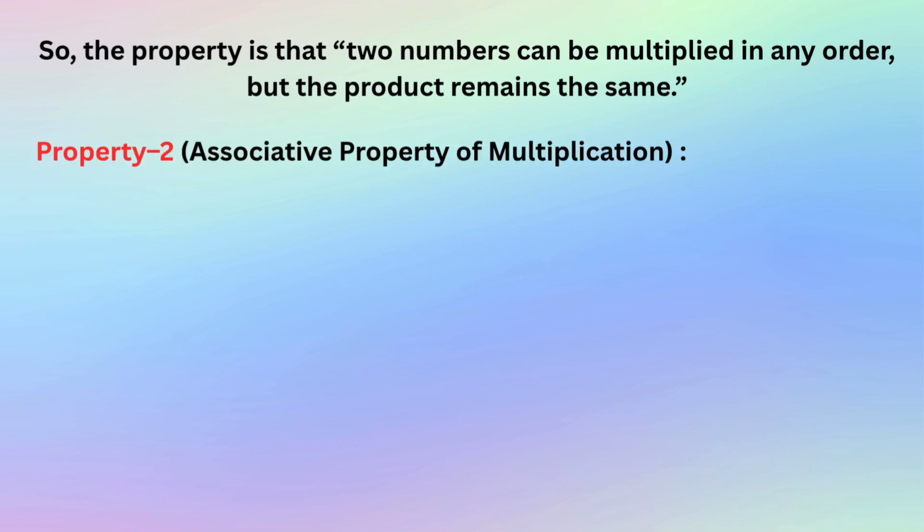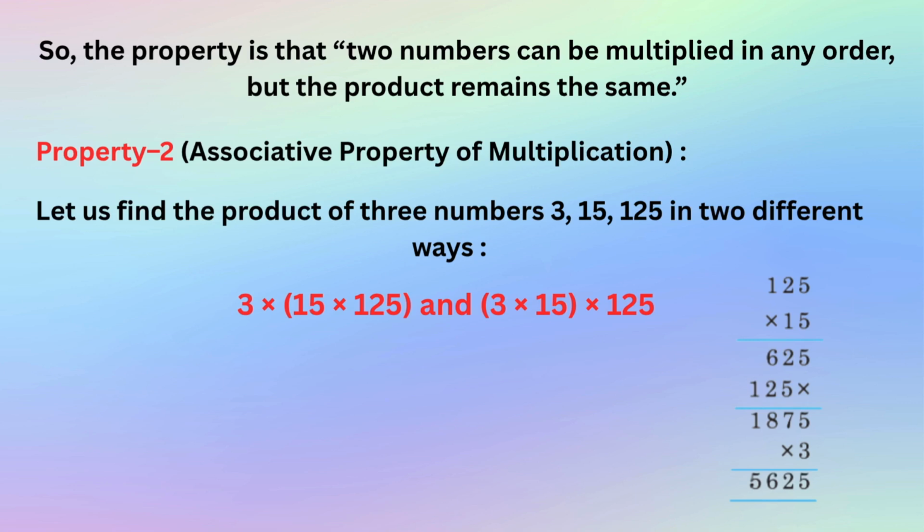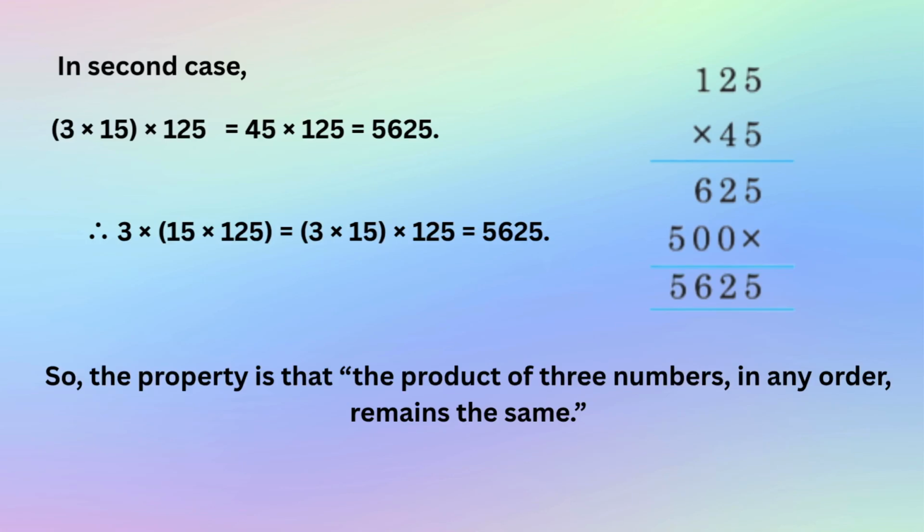Property 2. Associative property of multiplication. Let us find the product of three numbers 3, 15, 125 in two different ways: (3 times 15) times 125, and 3 times (15 times 125). In the first case, 3 times 15 times 125 equals 3 times 1875 equals 5,625.